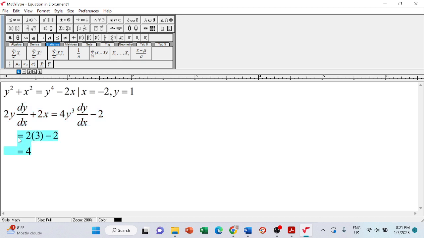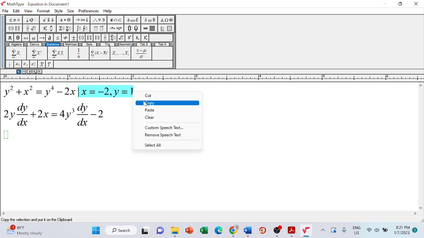Okay. Ada soalan tak setakat ni? You have to understand first concept of differentiation. Anything you want to ask? No, madam. No, madam.